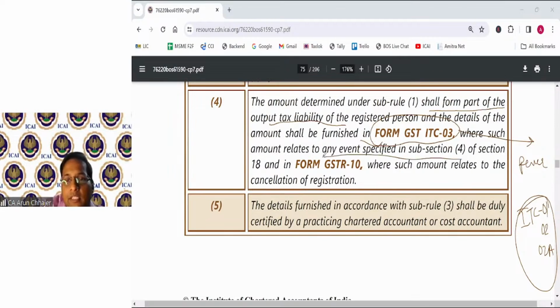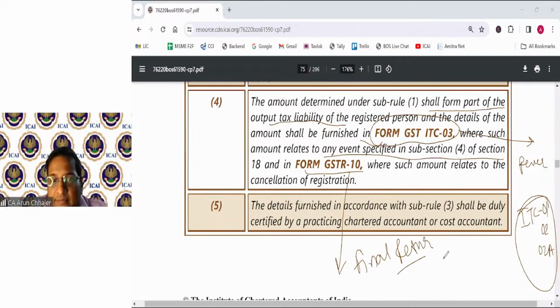Where any event specified in 18.4 occurs, composition may convert हो गया या फिर मेरा supply exempt हो गया. And in GSTR 10, what is the GSTR 10? It is called the final return. What is the final return? Once the registration is cancelled, then within 3 months from the cancellation order or from the date which I put, whichever is later, the GSTR 10 has to be furnished by the person whose registration has been cancelled.